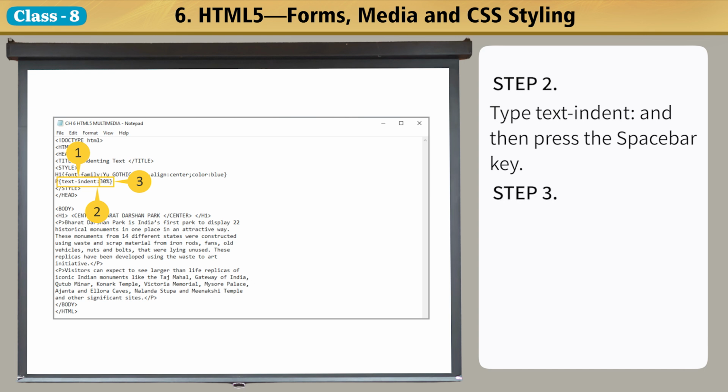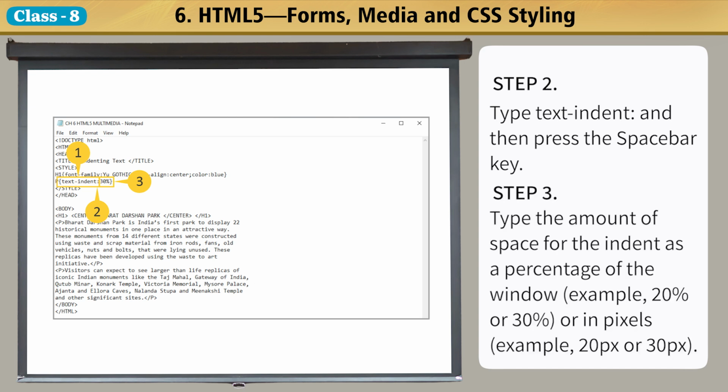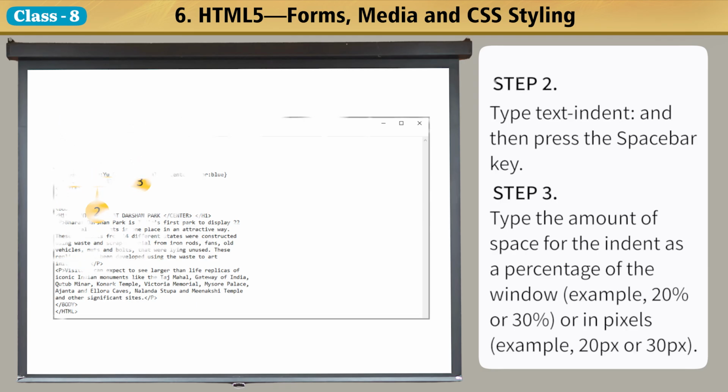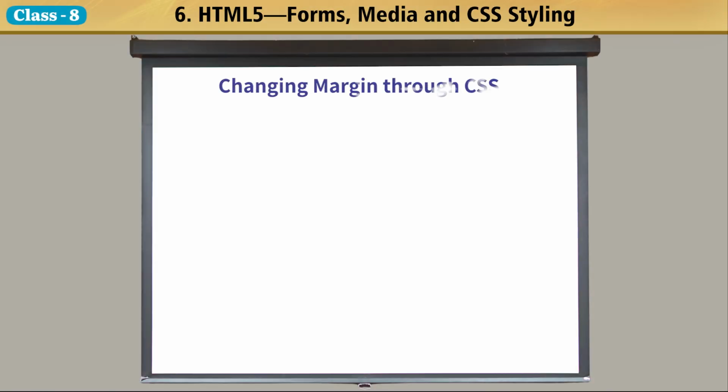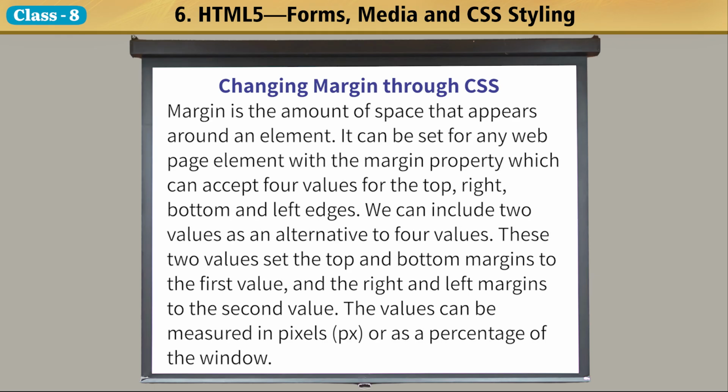Step 3. Type the amount of space for the indent as a percentage of the window, example 20% or 30%, or in pixels, example 20px or 30px. The first line of all the paragraphs in the text that uses the tag is indented by the web browser. Changing margin through CSS. Margin is the amount of space that appears around an element.